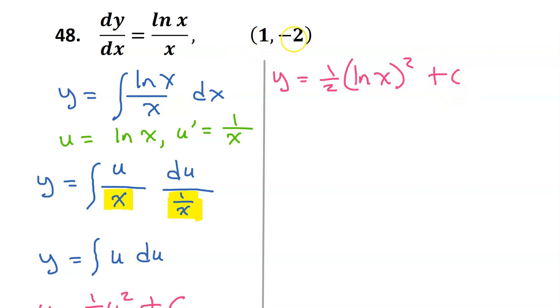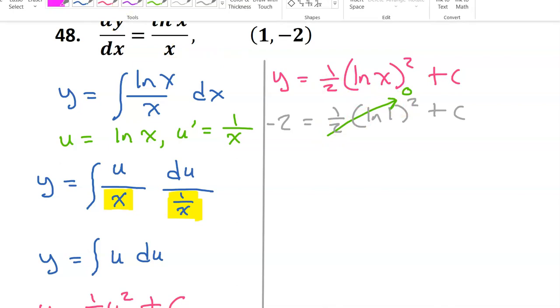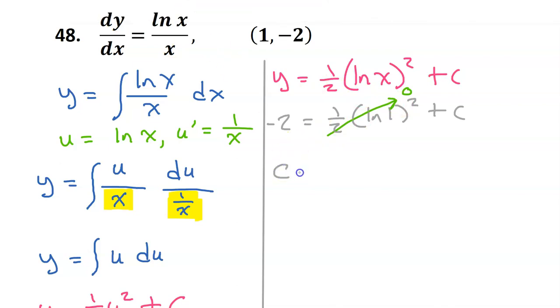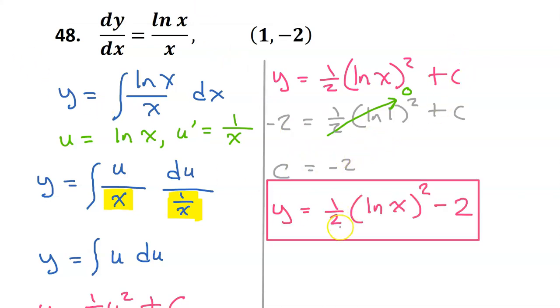x is 1, y is -2. So we have -2 is equal to 1/2 natural log 1 squared plus c. However, we know that the natural log of 1 is 0. That makes this entire term 0. So we have c equals -2. Let's put this back in for c right here. This is the solution to the differential equation.